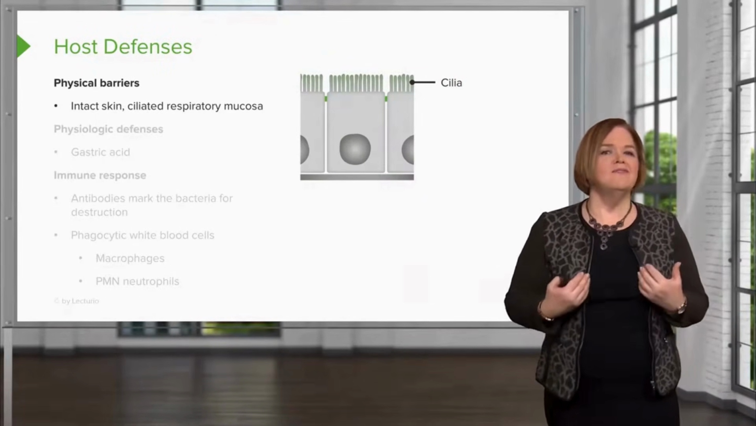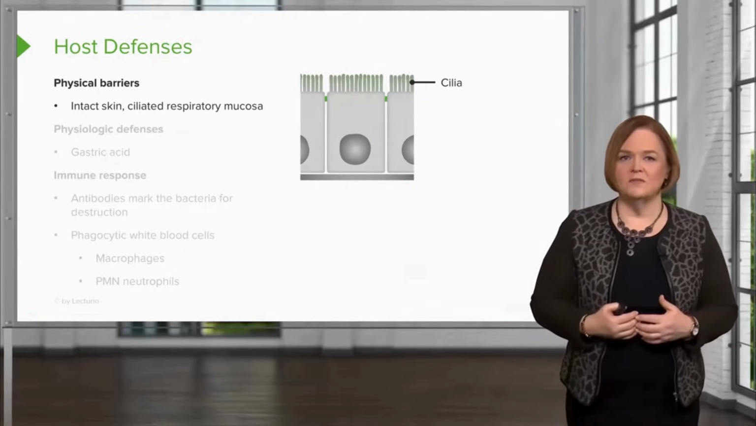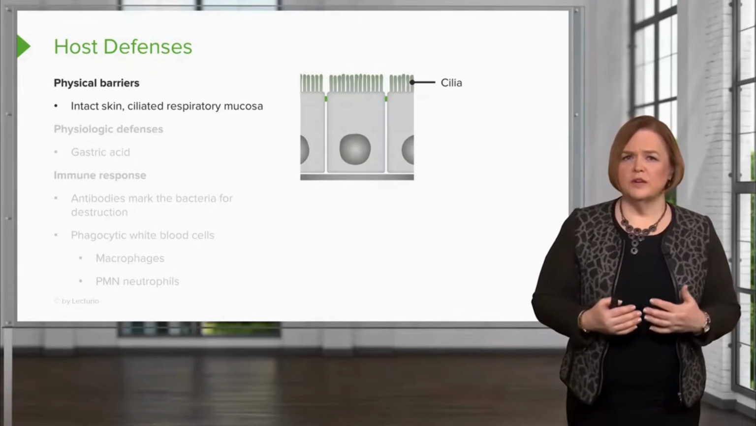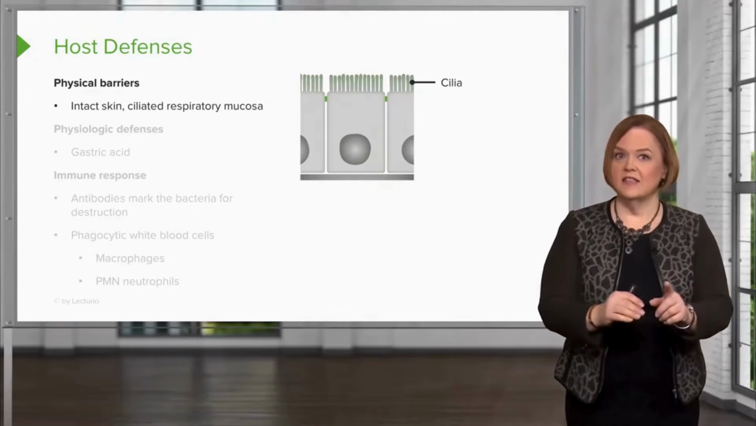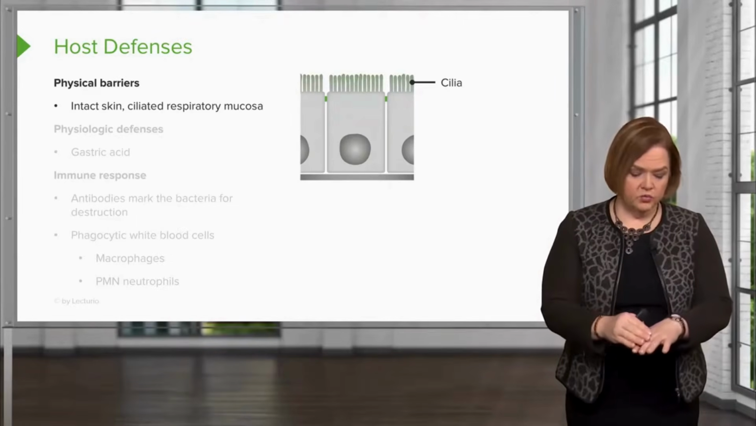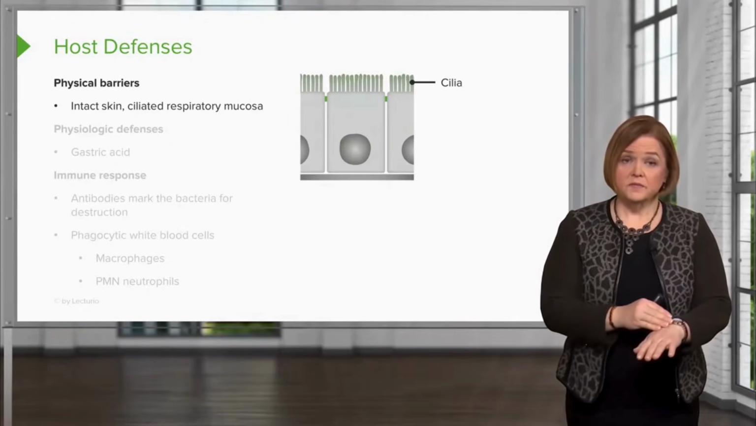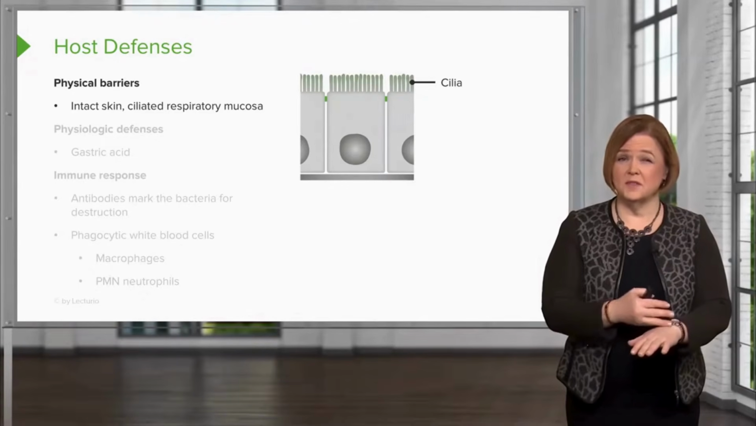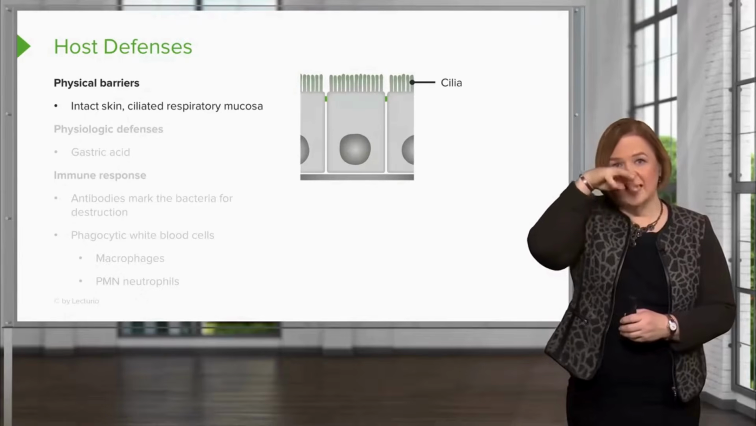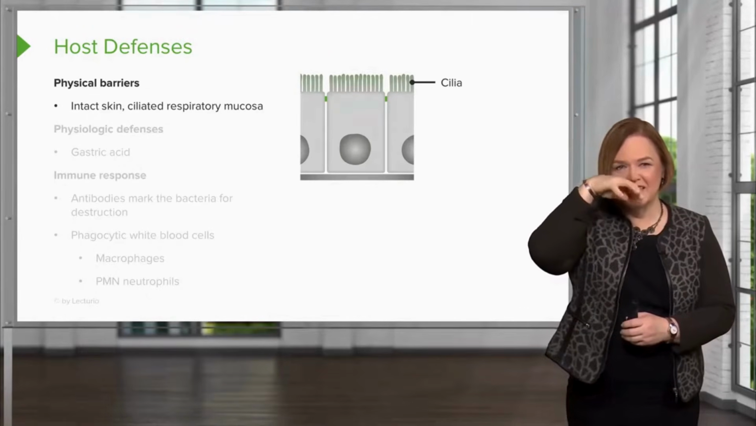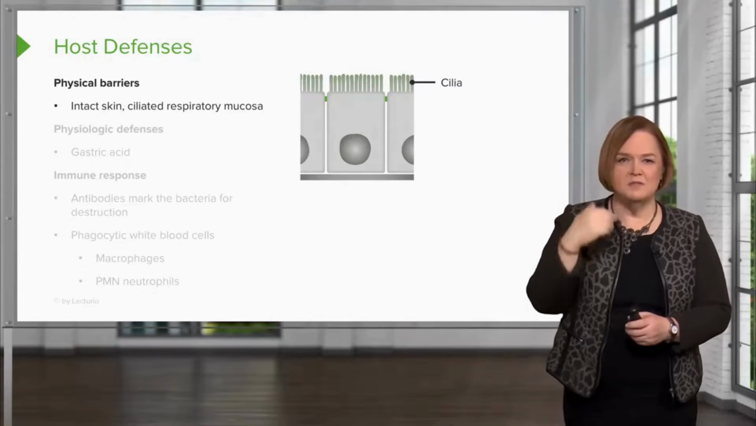Now, how can I defend myself against infection? Well, we're going to talk about the physical barriers first. Okay, so if my skin stays intact, that's a really good thing. That's one of the great benefits of skin. As long as it's not broken, it helps keep out a lot of nasty bugs. I also have cilia, right, in my respiratory mucosa. They catch things and they can dump them down into your stomach.